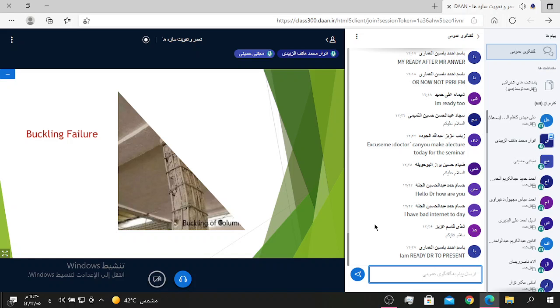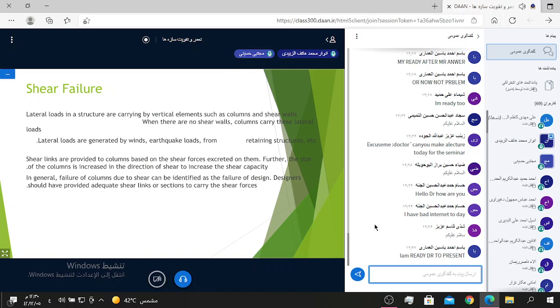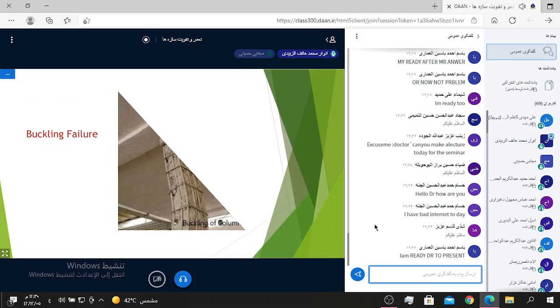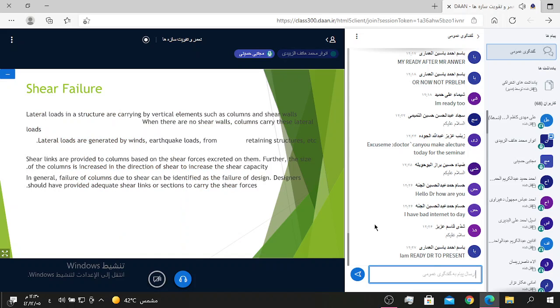I continue. Very good, because the distance of stirrups is very high. If we use longitudinal bars and also stirrups, it will be better.